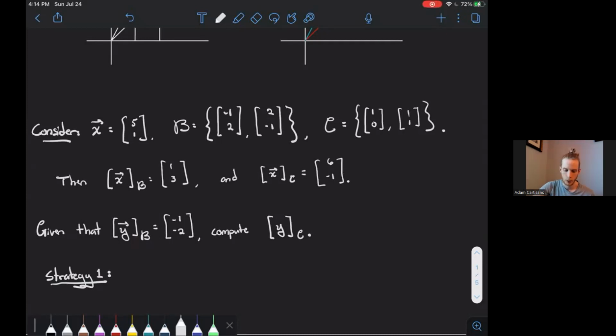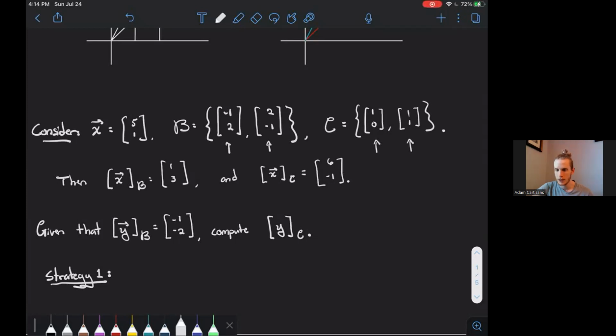Then the coordinate vector of x with respect to B is (1, 3). You can check that: if you do 1 times the first vector and 3 times the second vector, you'll get (5, 1). And then with respect to C, the coordinate vector of x is (6, -1). Again, you can verify that.